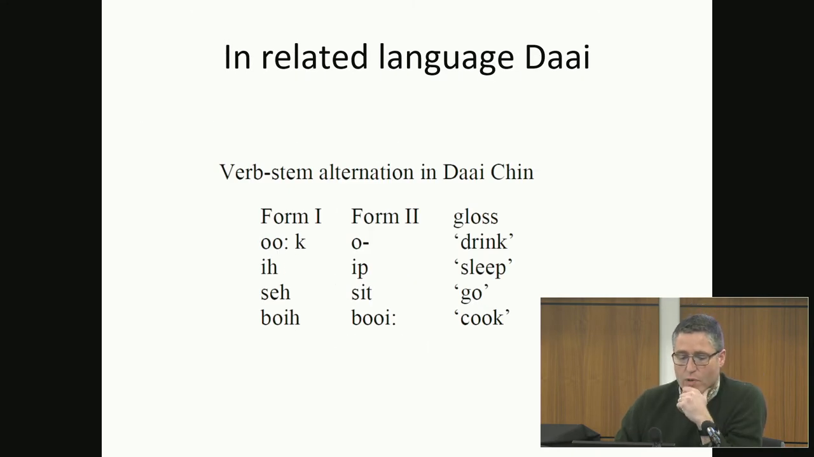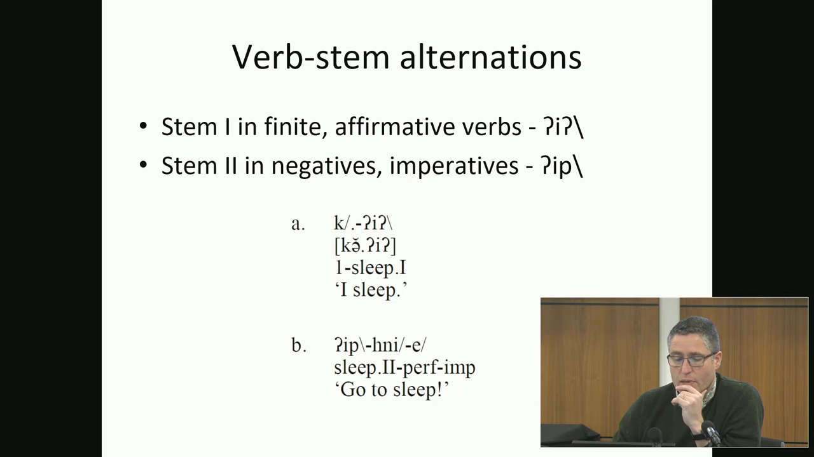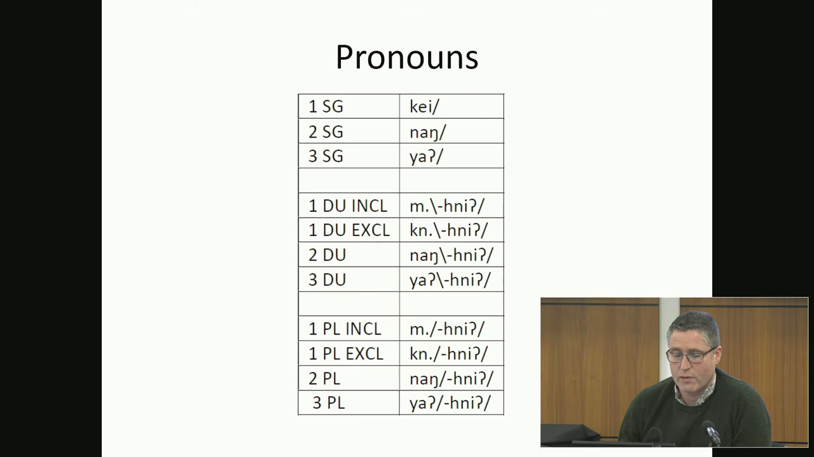And that's some comparable data from Dive. So from Helga, I haven't attributed this data from Helga So Hartman, obviously. So quite similar to Dive, and I'm sure similar to Hjo and other languages. And you never know, I haven't looked at as many languages as the rest of you, so you never know quite whether the distribution of verb stem choice is the same, but in Sumtu, at any rate, you get stem 1 in finite affirmative verbs and stem 2 in negatives and imperatives, and also in subordinate clauses in some cases, as I recall.